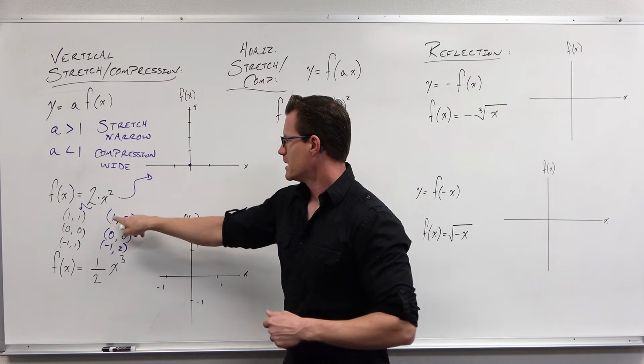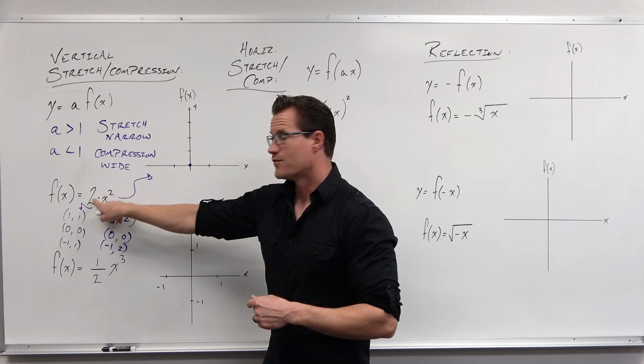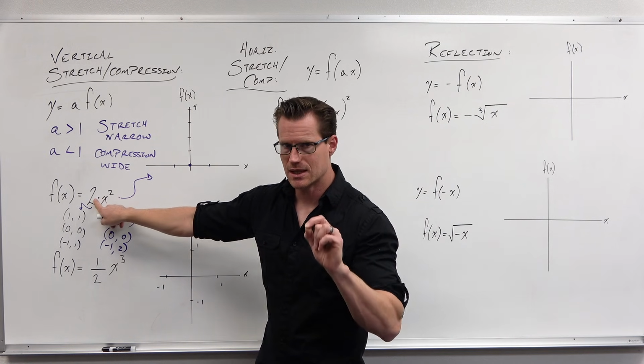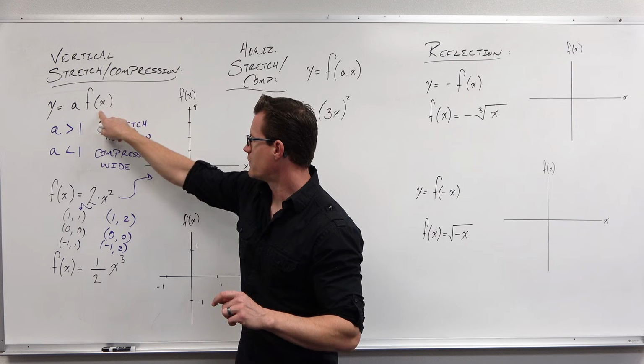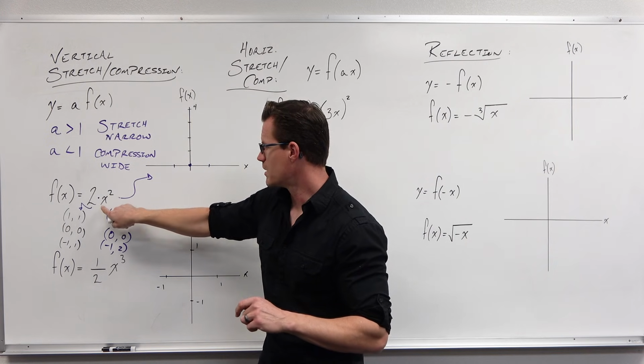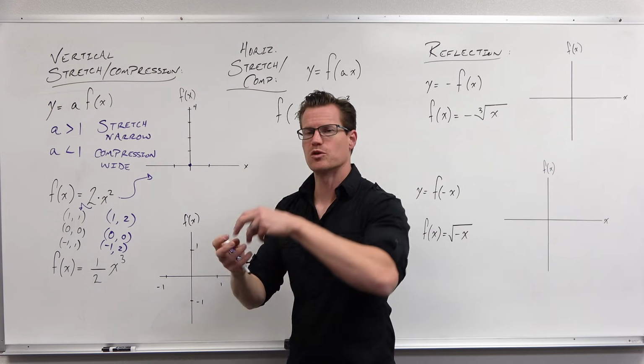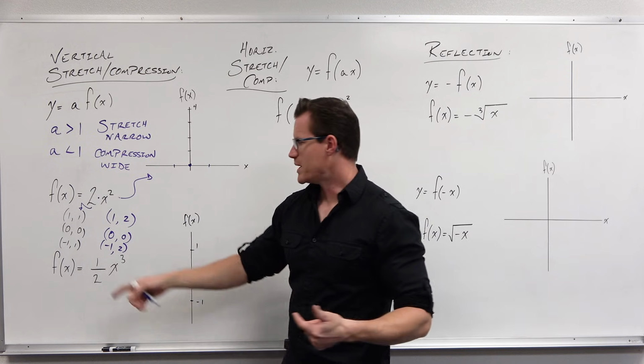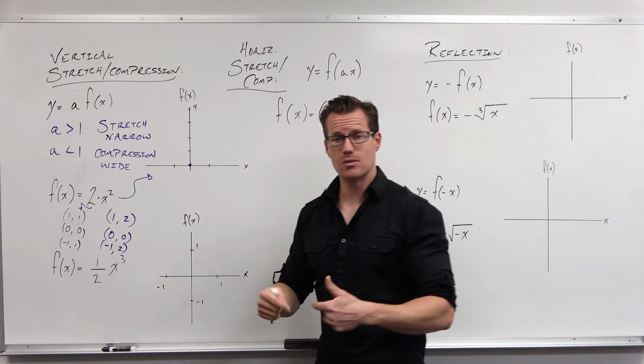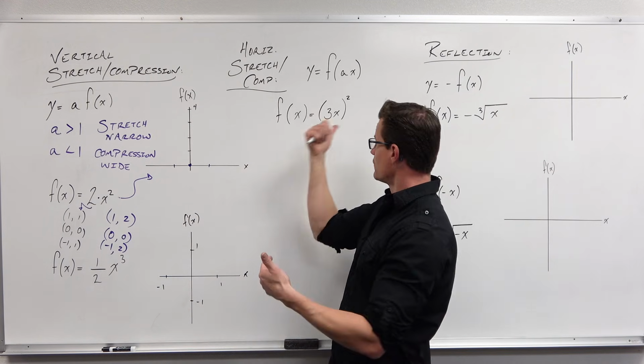But now we have, instead of 1, 1, this has affected the output values, not the input values. There's nothing in here affecting the input. Inputs are the same, but affect your output values by multiplying by 2. That's why I wanted you to learn the basic graph shapes and their key points so that we can start affecting the outputs and later affecting the inputs.